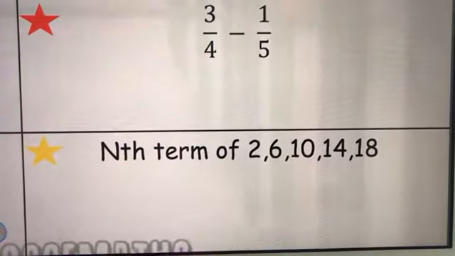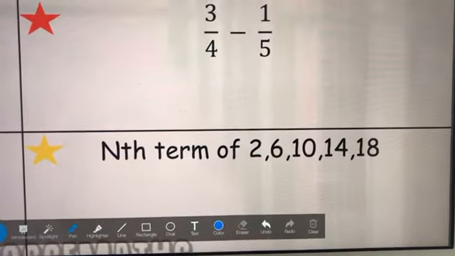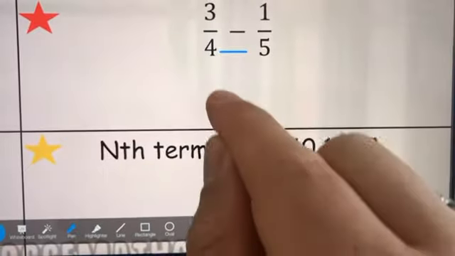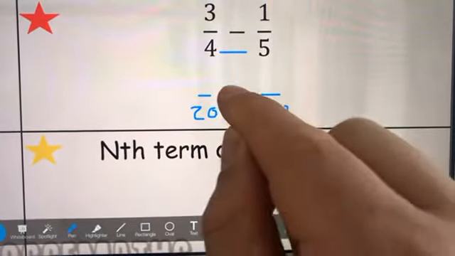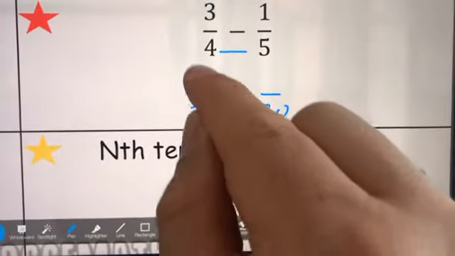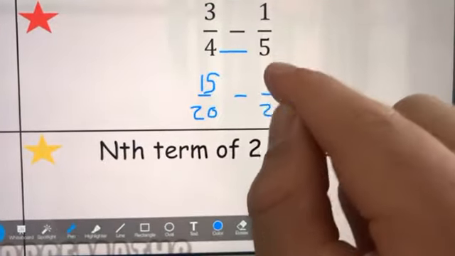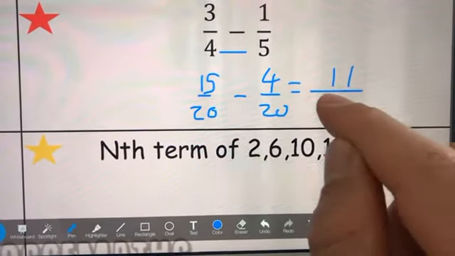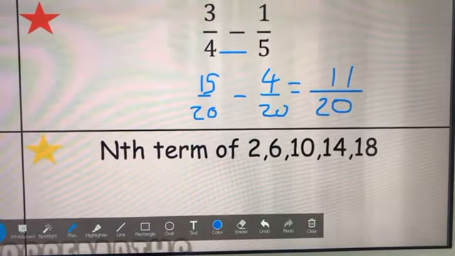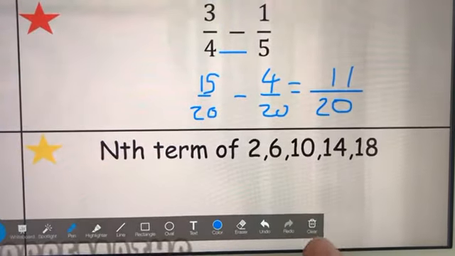3 over 4 take away 1 over 5. Really straightforward, adding fractions. Multiply the bottoms together. 4 times 5 is 20 on the bottom of both. Still a takeaway question. 5 times 3 is 15. 4 times 1 is 4. 15 take away 4 is 11. 20 and 20, so it's got to be 20 in the answer. My answer is 11 over 20.